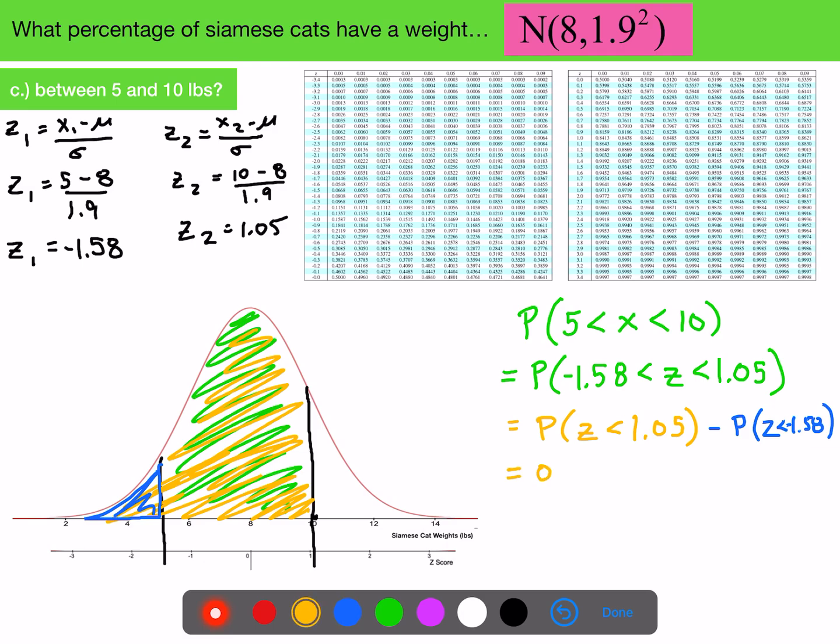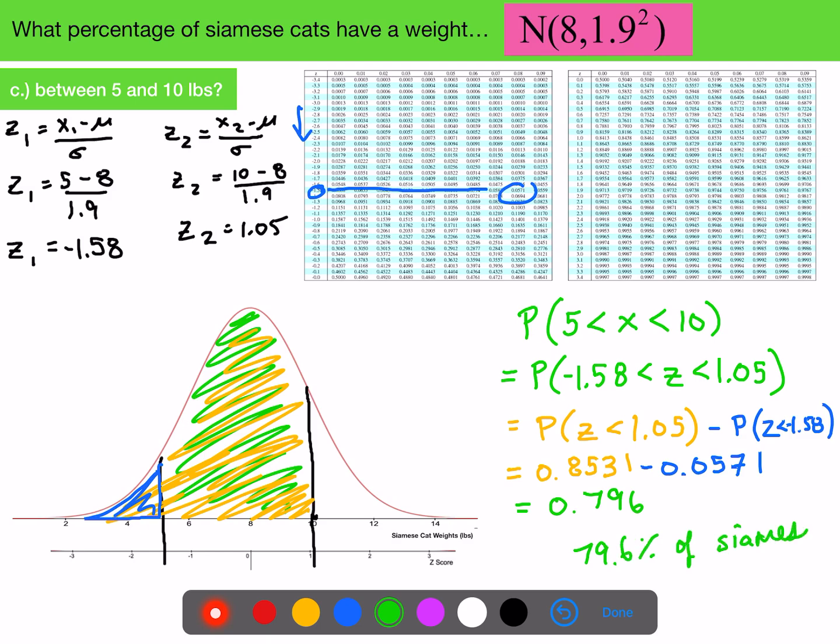Okay, so then we look up those 2 values, and we end up getting, for the orange section, it's 0.8531. And for the blue section, it's 0.0571. Again, you're looking at the negative for that one. So the negative 1.58, we'd go down the negative side, 1.5, go over to the 8, and it's going to come from right there. Okay. Then we do the subtraction, and that gets us our final answer of 0.796. So that means 79.6% of Siamese cats weigh between 5 and 10 pounds.